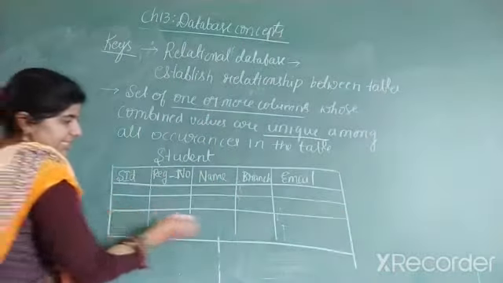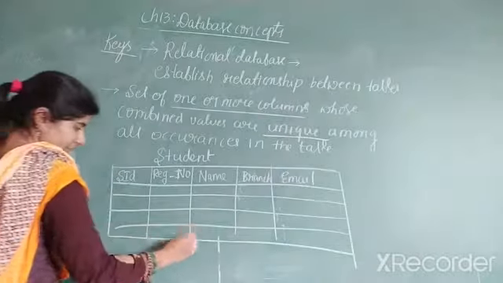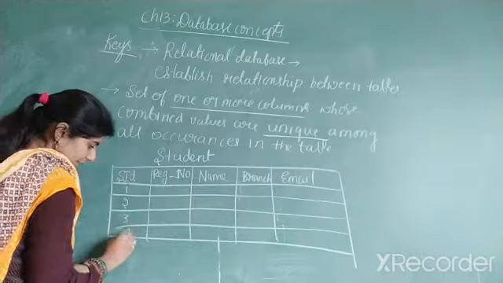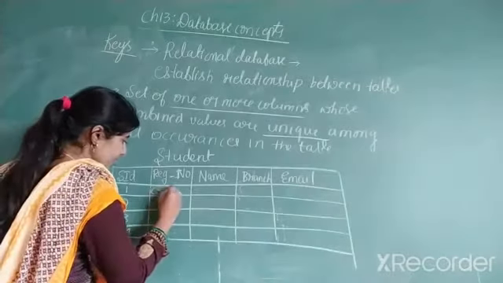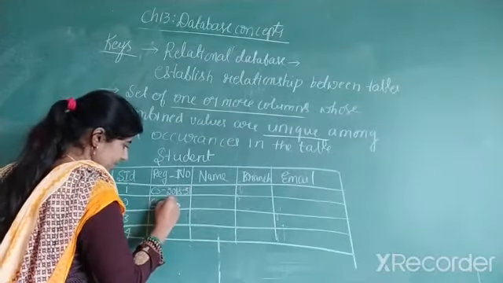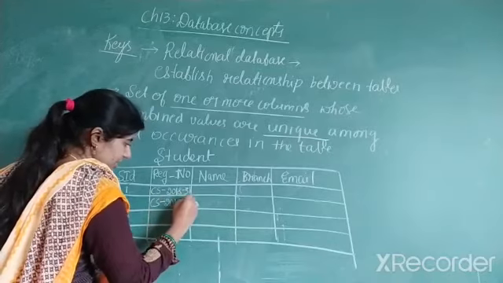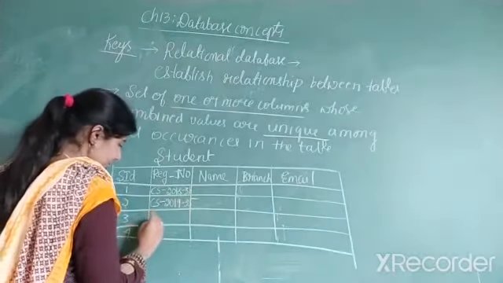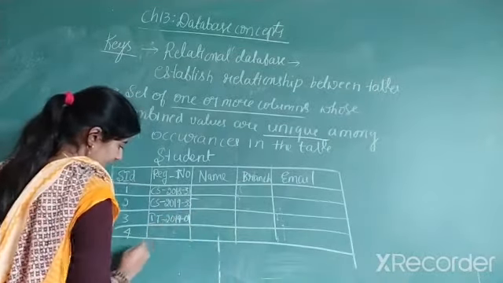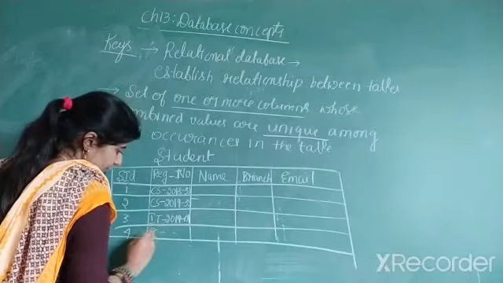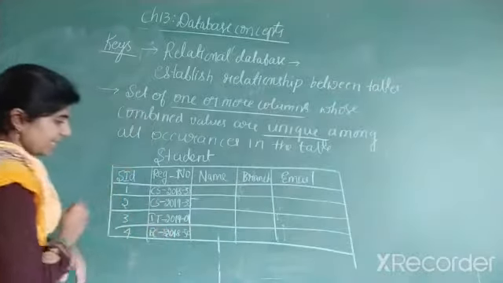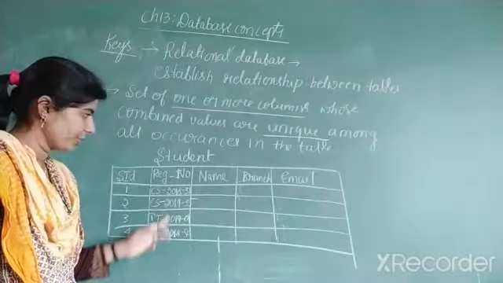Now let us consider four students here. The student IDs are 1, 2, 3, 4, and the register numbers are CS 2018-31, CS 2019-35, IT 2019-01, and EC 2018-50. Observe here, this is the registration number for the students.